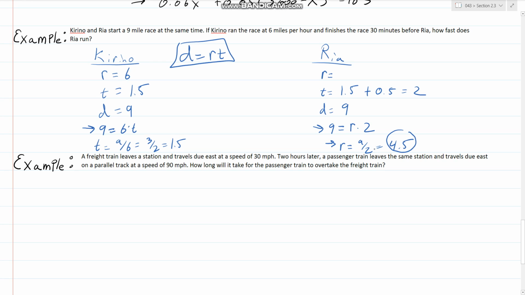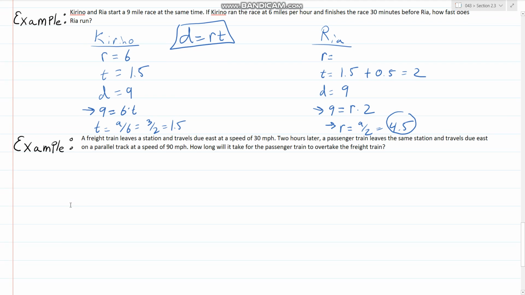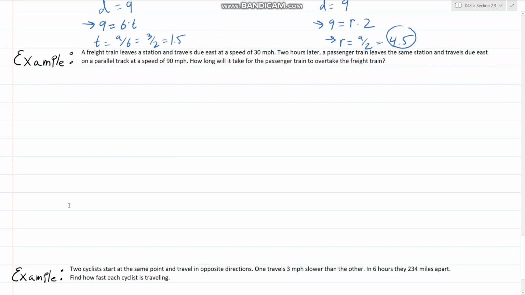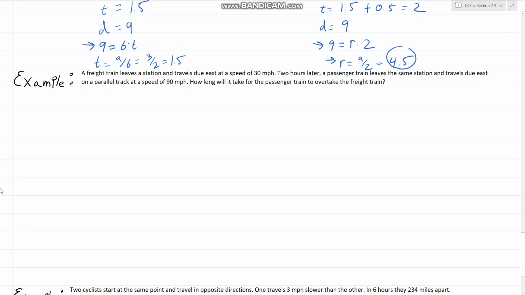So that's one way that you can solve that problem. I think it's helpful to break things up into pieces and write what you know and write what you don't know. Okay, let's look at this next question.